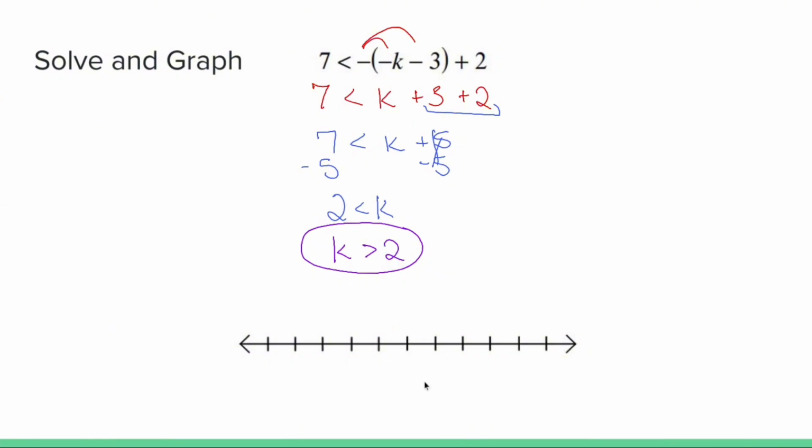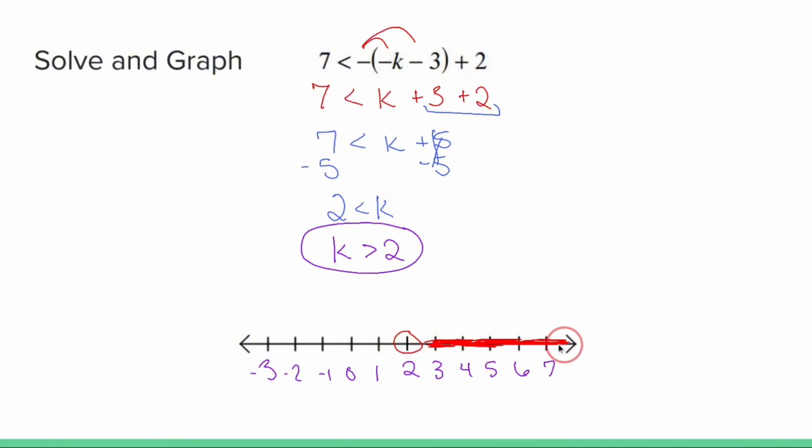So when I graph this on a number line, I put 2 wherever I want. So this will be 3, 4, 5, 6, 7, 1, 0, -1, -2, -3, right? To graph k is greater than 2, I put a circle at 2 and don't fill it in. If you fill it in, you are saying that we're including 2, but we don't want to include 2. If k is greater than 2, then I'm going to highlight everything to the right side of it like so.